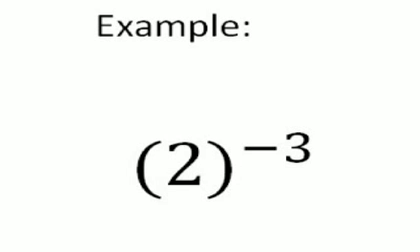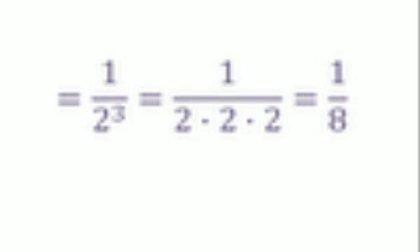The first example we're going to look at is 2 to the negative 3. So we have a base of 2, an exponent of negative 3. So we have to flip it upside down into a fraction. So we end up with 1 over 2 to the positive 3, which is the same as saying 1 over 2 times 2 times 2, because 2 to the third means it's 2 times itself 3 times, which ends up equaling 8. So we have 1 over 8 as our answer.